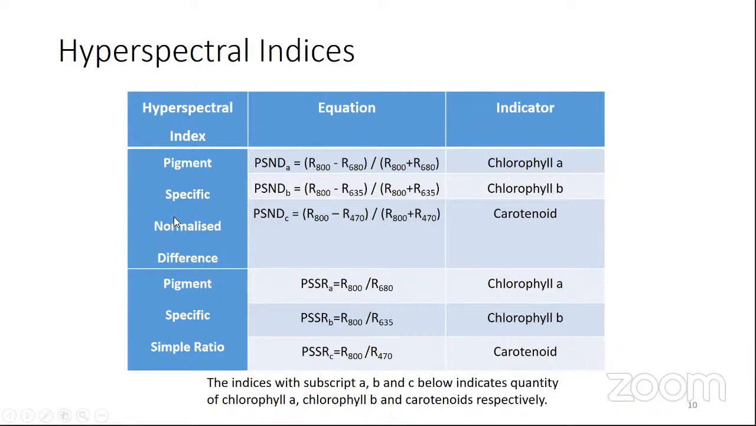We have six indices, three of which come under pigment specific normalized difference and three under pigment specific simple ratio. Here subscripts A, B, C indicate chlorophyll A, chlorophyll B, and carotenoid respectively. Using the first index, we try to find chlorophyll A, B, and carotenoid. Same with the second index.